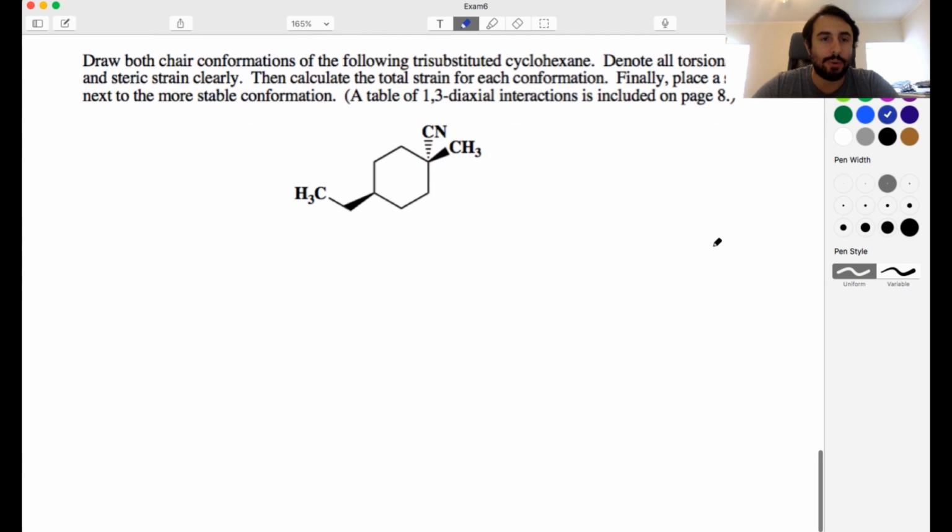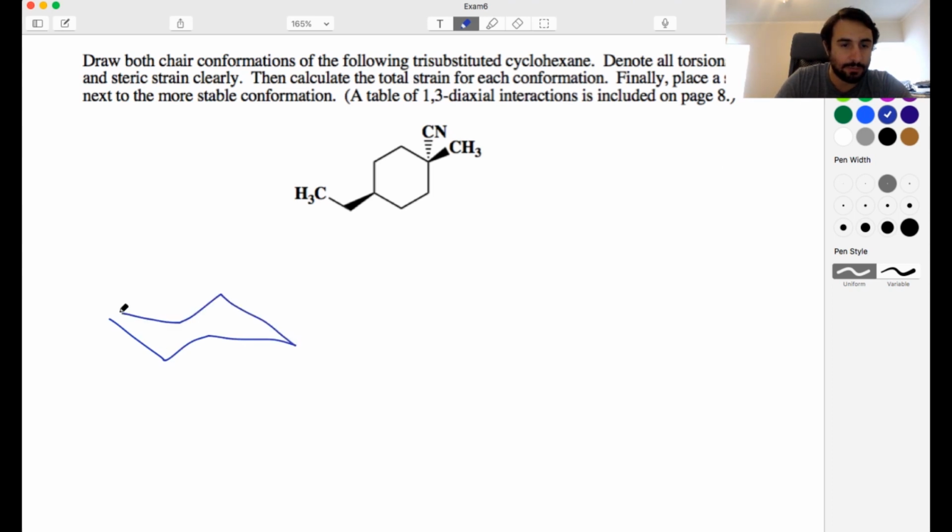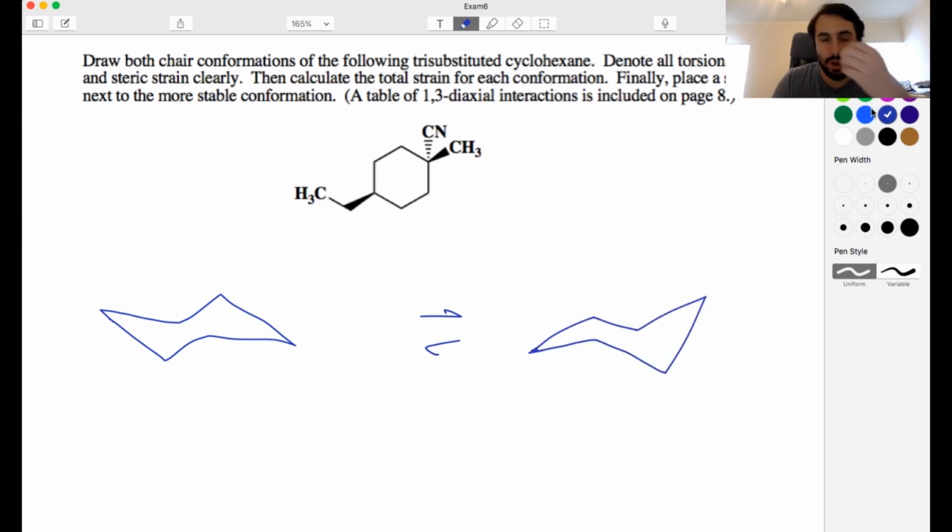Okay, now draw both chair conformations of the following tri-substituted cyclohexane, and then we don't need to worry once again about getting quantitative with it. Let's just get the conformations. So here's one chair, and here's another chair. So let's draw the substituents.